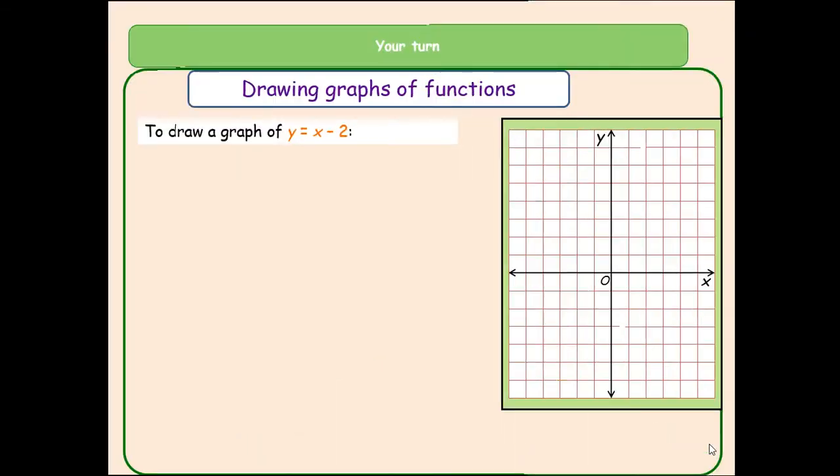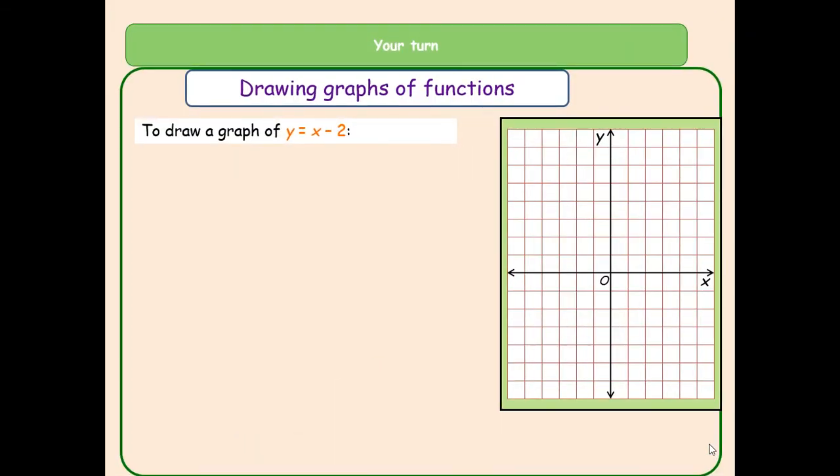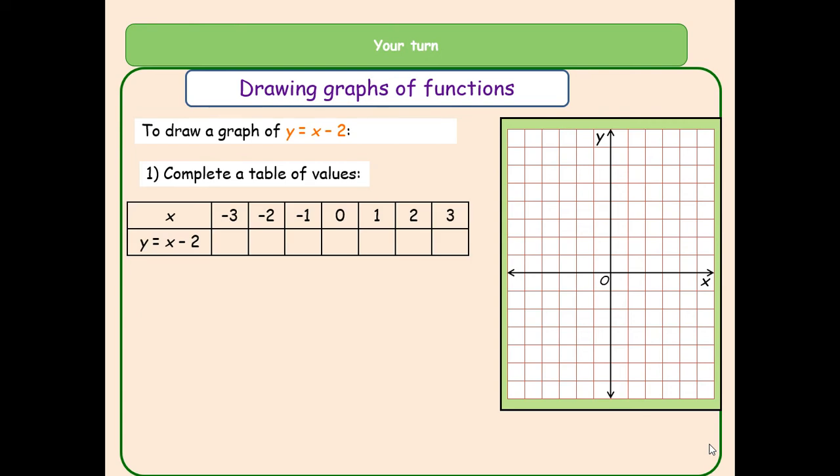Okay, let's look at this example here. It says to draw a graph of y equals x minus 2, you have to complete a table of values. That's step 1. So x goes from -3 to 3. Sometimes you can choose. If they don't give it to you, you can choose, but ideally -3 to 3 is a good set of values for the x coordinate. To work out the y coordinate, y is equal to x minus 2. So if x is -3, what is -3 minus 2? What would that be? -5.